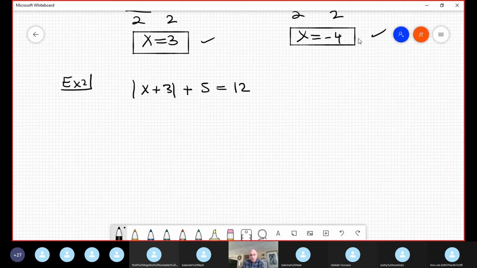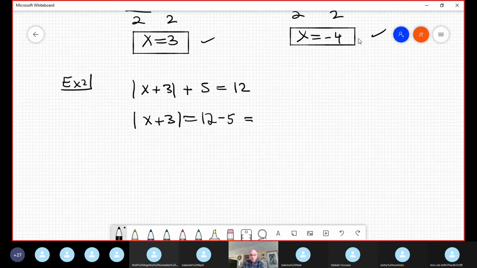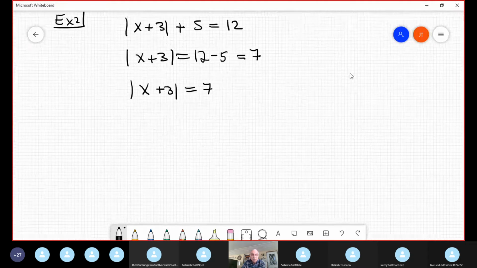No. Why not? Because you have not isolated the absolute value. So the first thing you should do is isolate the expression containing the absolute value. This is obvious: 12 minus 5 gets 7. So my equation so far is this. Now this is the moment that we are ready to apply the rule.